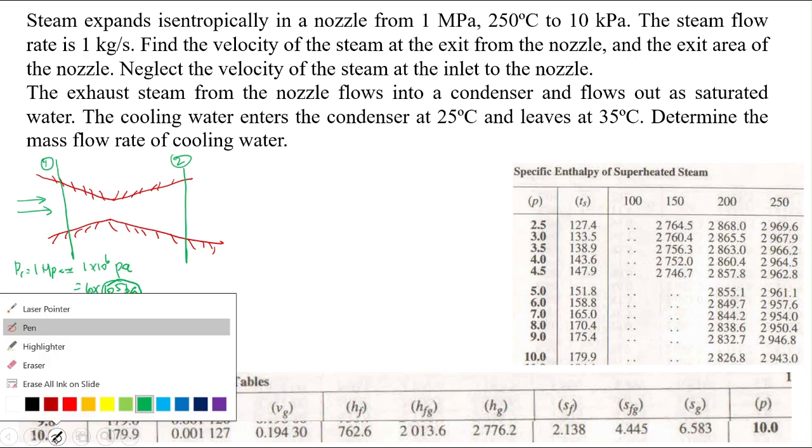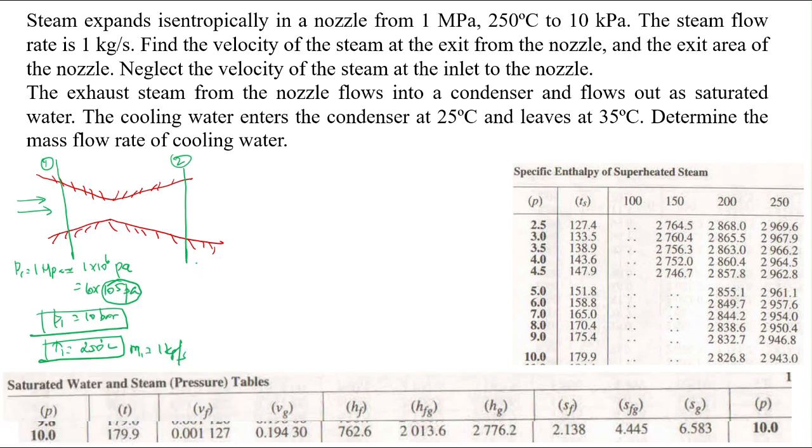Then it leaves the nozzle at a pressure of 10 kilopascal. So P2 is equal to 10 kilopascal. This can be written as 0.10 into 10 to the power of 2 kilopascal. Kilo can be written as 10 to the power of 3, so 10 to the power of 3 times 10 to the power of 2 gives 10 to the power of 5 pascal. So 0.10 into 10 to the power of 5 pascal, and 10 to the power of 5 pascal we call a bar. So P2 is 0.10 bar. These two things are given.